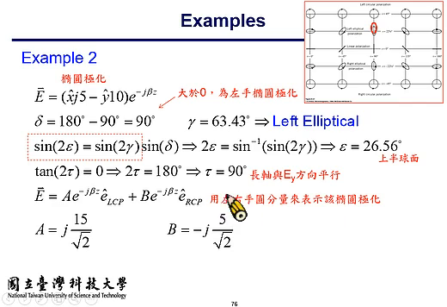If you try to represent it with a right-hand circular polarization component and a left-hand circular polarization component by taking the dot product with the RCP and LCP unit vectors, you can find the components. You see the magnitude of A is greater than B. So the left-hand polarized component is heavier than the right-hand one. All right? Okay, that's about it.